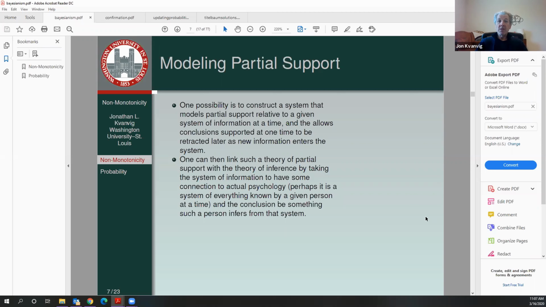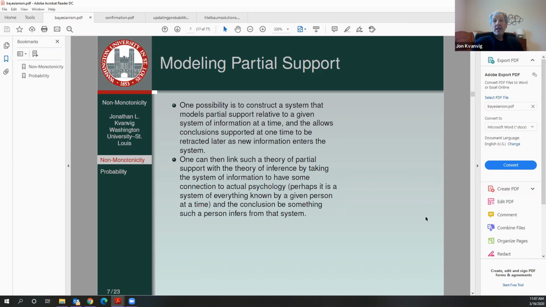You can list a bunch of claims about the world, say, that's my system of information. You can consider another system of information, just the theory of quantum mechanics. That can be your system of information. Your system of information can be anything you want. But if you're going to link to the theory of inference, presumably you'd link to something that has psychological reality. Maybe it's the system of everything known by a given person at a time. Maybe it's the system of everything believed. Maybe the system of everything of which a person is certain. You can even do this in terms of communities. Maybe there's such a thing as common knowledge. So maybe the system of information is the system of common knowledge.